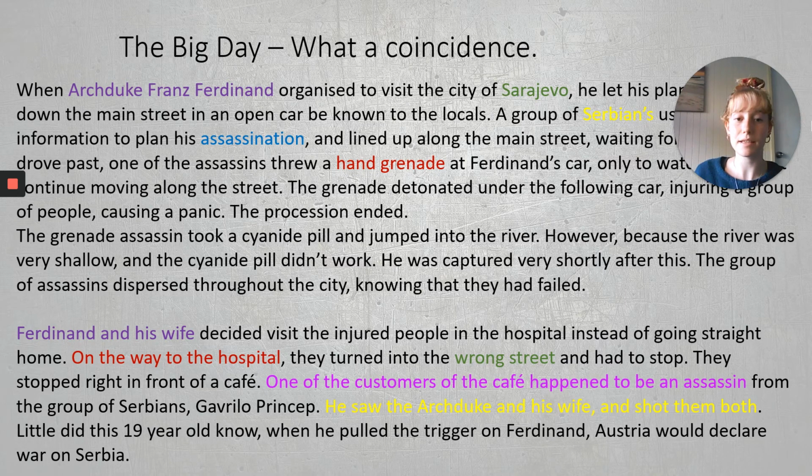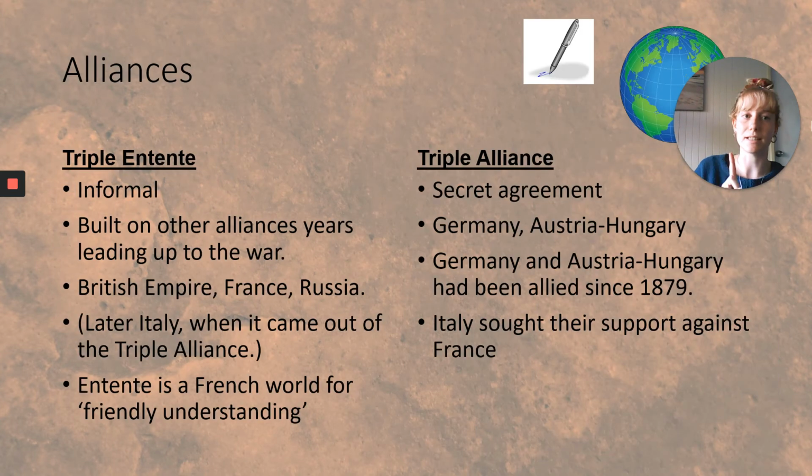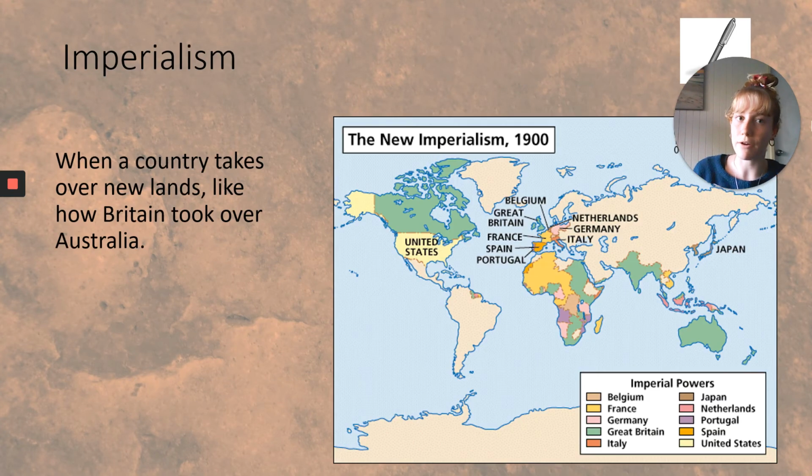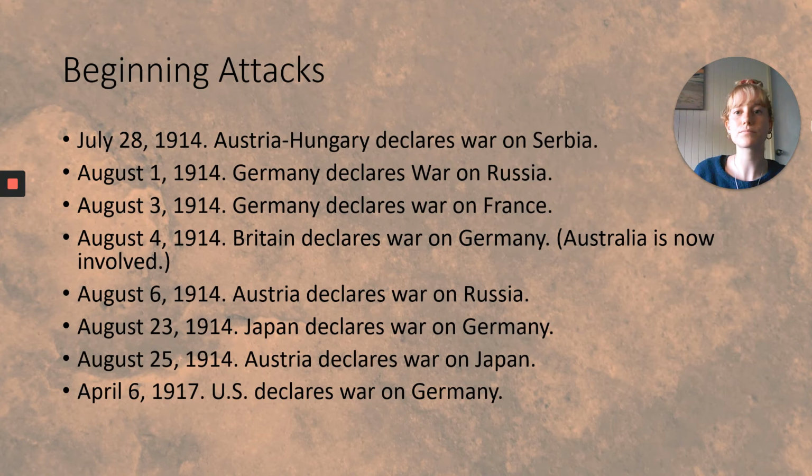And then this led to Austria declaring war on Serbia, out of revenge, I suppose, like you killed one of our royalty, and so now we are going to go to war with you. But because of these alliances, this was a very complicated thing to do. So let's look at these beginning attacks.